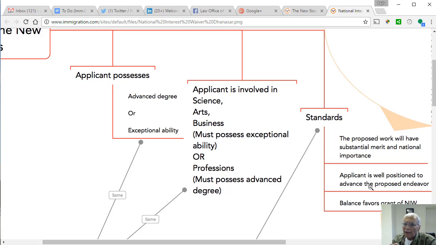So depending upon the way we make the case, we can make the case under professions for advanced degree people or exceptional ability for people who don't have advanced degrees. That's the way I read the regulations. And if you guys look at the cases and look at the regulations and think that I'm mistaken, let's argue about it, let's talk about it. Is this point clear or no?